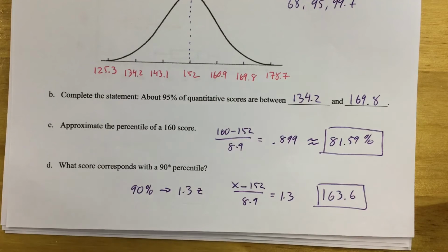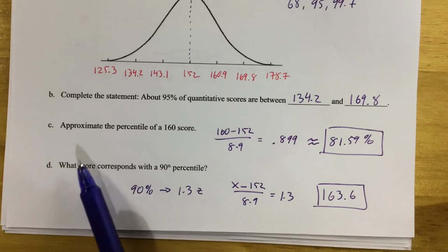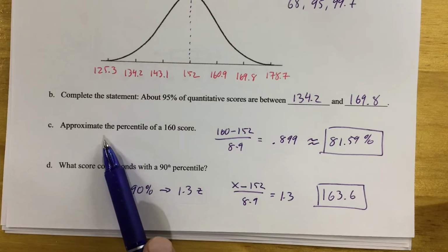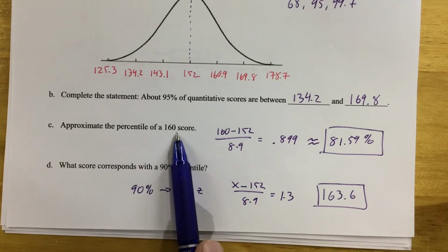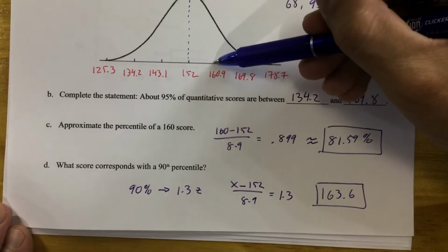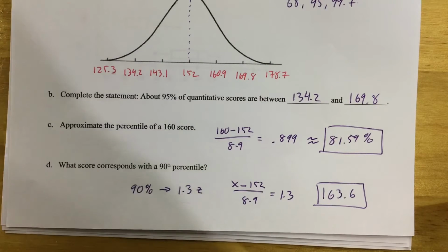All right, C and D, these are going to get into values that would not be located at standard deviation checkpoints, so not these numbers here. We talk about percentiles, we also talk about z-scores and these things. Okay, so it says approximate the percentile of a 160 score. Okay, so a 160 score is going to be right below that. And when we say a percentile, what that refers to is, if you got a score of 160, what percent of everybody else who took that same test did you do better than? That's what it's suggesting here.